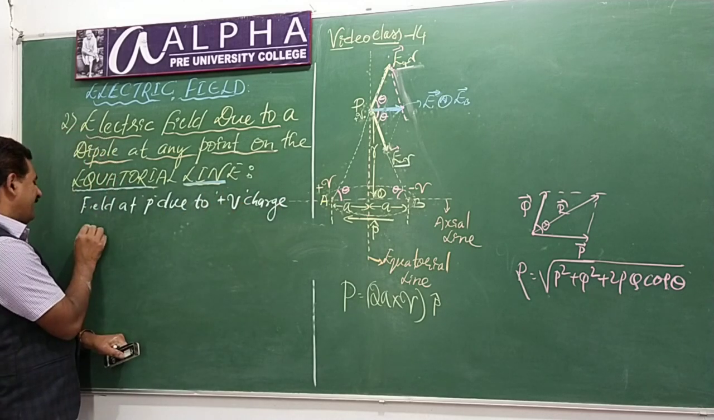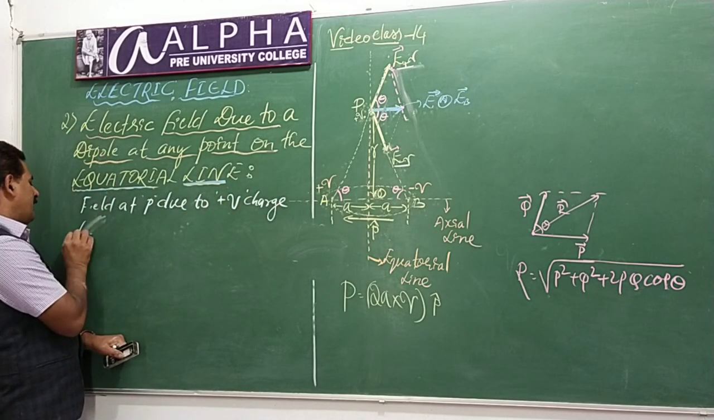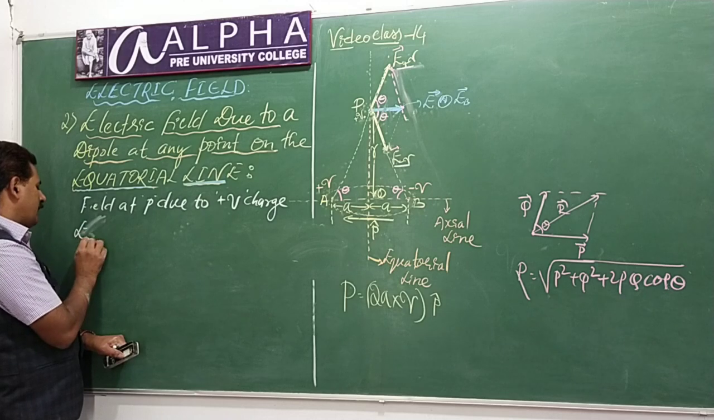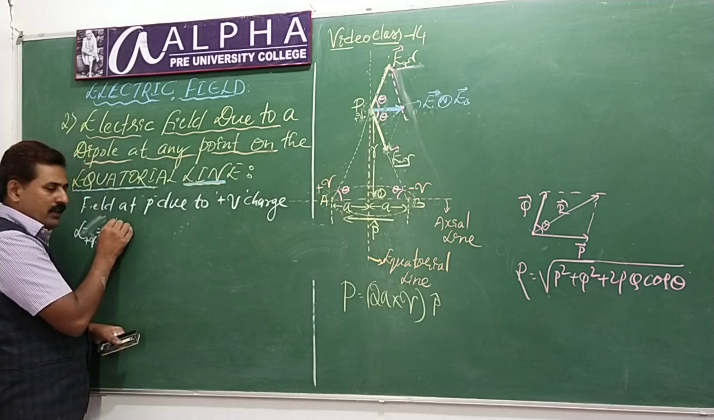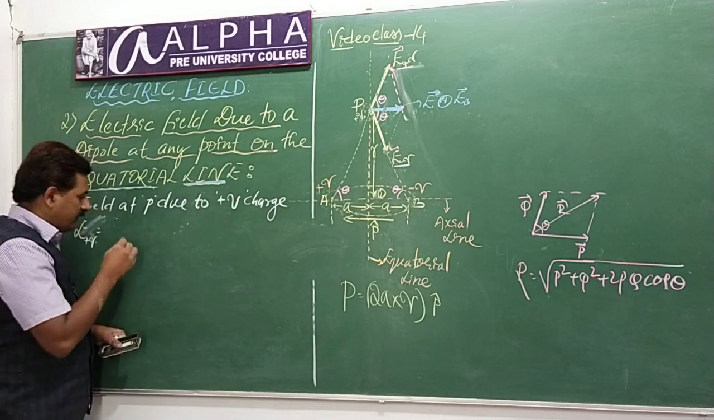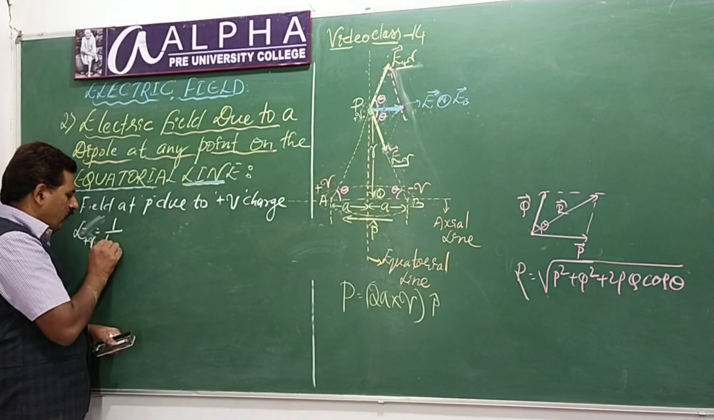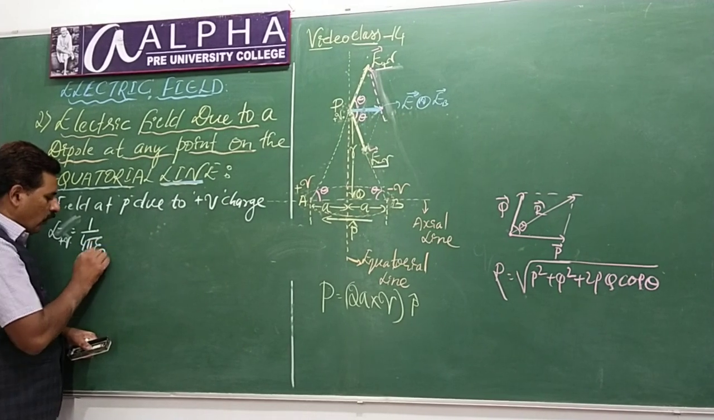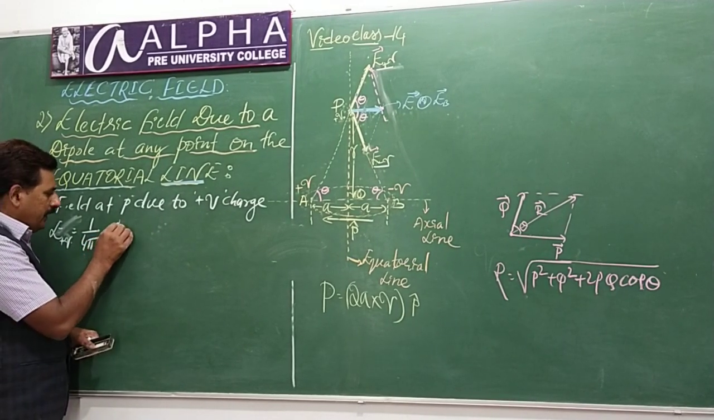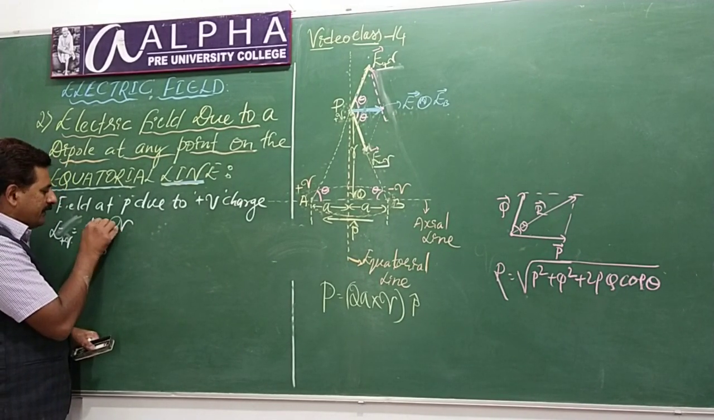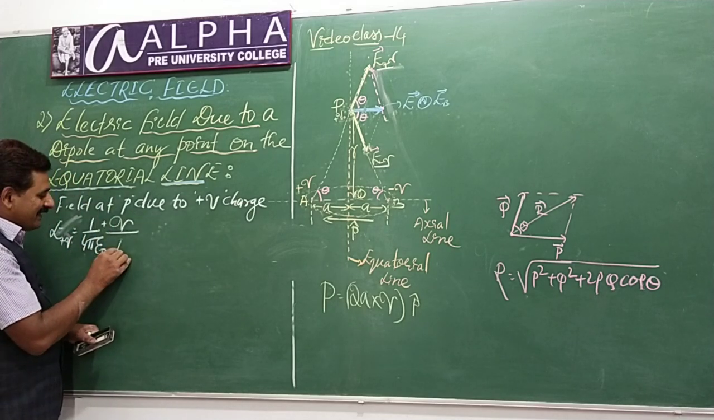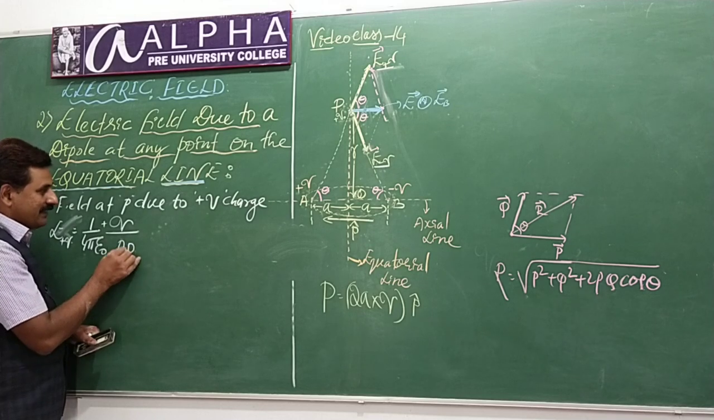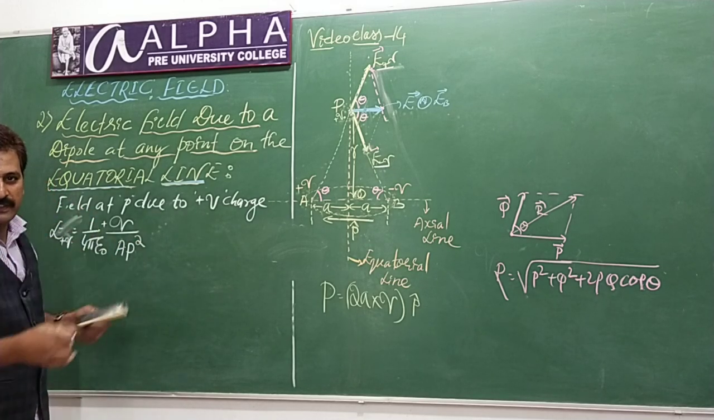Plus Q charge, I write E plus Q is equal to, come on, tell me what is the expression for electric field. You have to be repeating words along with me. 1 over 4 pi epsilon 0, a constant, into charge. What is charge? Plus Q charge, divided by distance. What is distance? AP. Distance is AP squared. That's it.